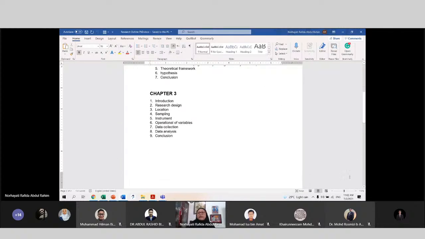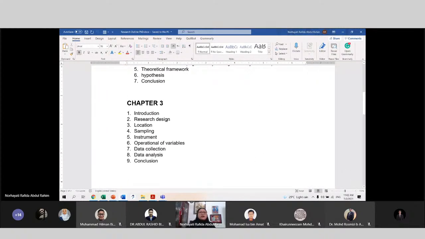Okay, we go to chapter 3. In research design, okay, introduction, then research design, location. Once we have identified what approach we want to use, and then what techniques, then we have to explain where this research takes place. You have to explain the location.